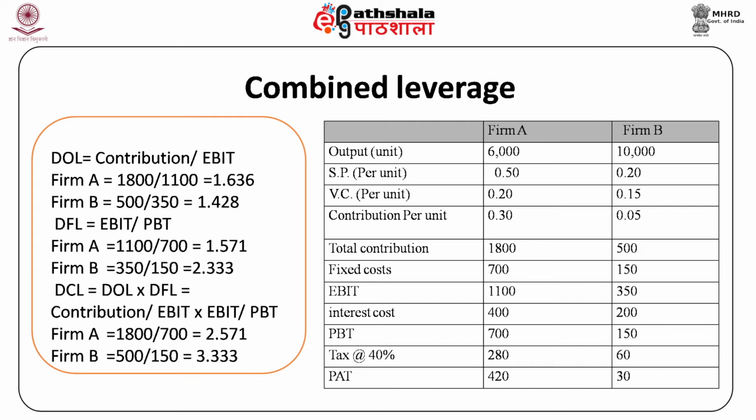DCL is equal to DOL into DFL, which can be written as contribution divided by EBIT multiplied by EBIT divided by PBT, which in this case boils down to contribution divided by PBT. So firm A is equal to 1800 divided by 700 is equal to 2.571, and firm B is equal to 500 divided by 150 is equal to 3.333.